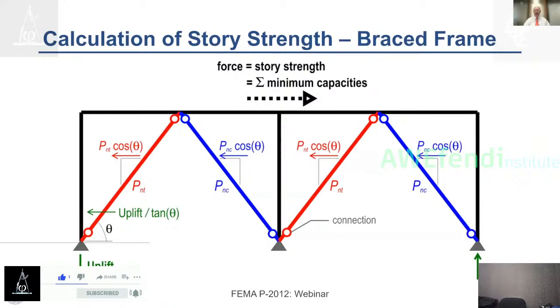A couple of examples: if we're looking at braced frames, we have a number of things that could control. It could be brace buckling in compression, brace yielding in tension, uplift of a foundation system, or yielding of a connection. Those are pretty complicated endeavors, but we can work through what is the controlling set of capacities and describe that as the story strength.